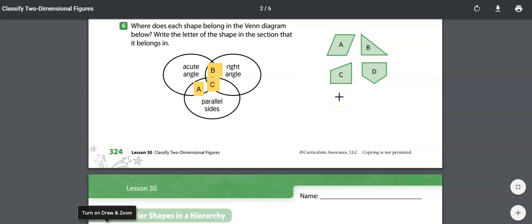Now let's look for D. Now for D, I see that I have 1 pair of parallel sides right here. And I also see that I have 2 right angles. But I don't have any acute angles. I do have an obtuse angle, but I don't have any acute angles. So that means D would go right here where parallel sides and right angle overlap. So let's put D right here. Make sure you press pause and fill in your answers, and let's move on to the next page.